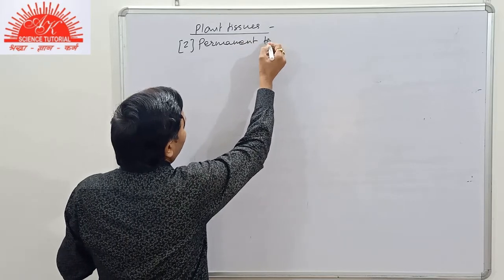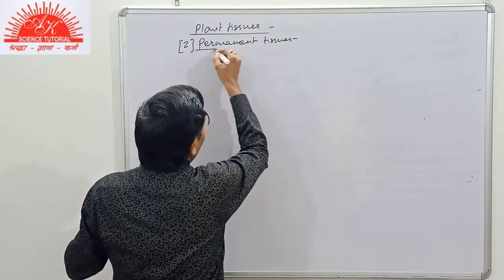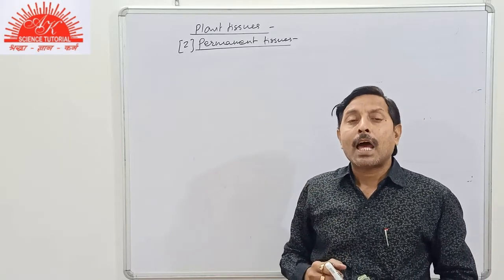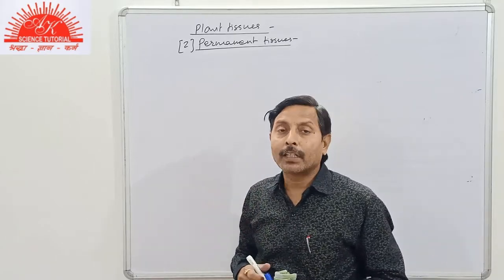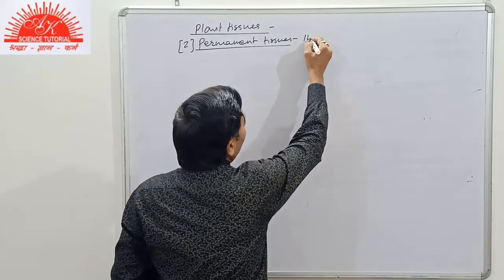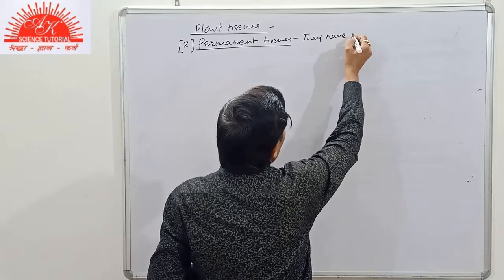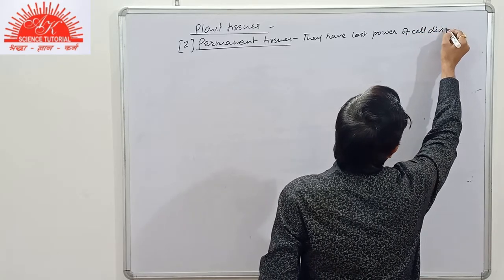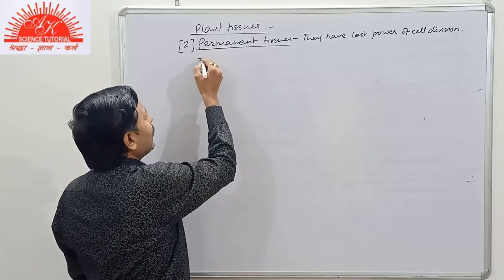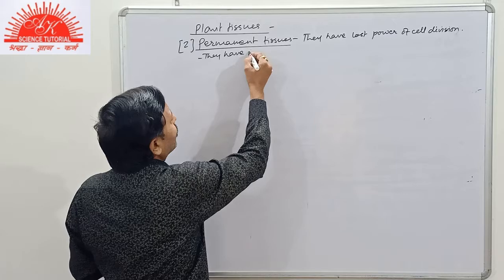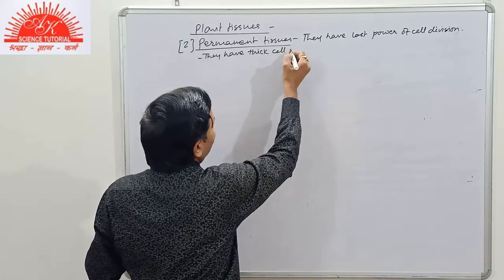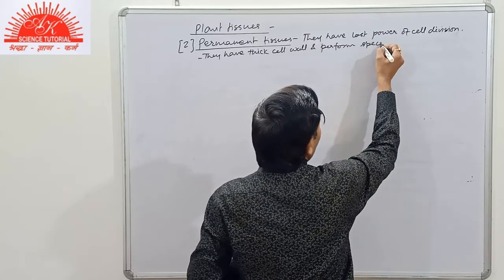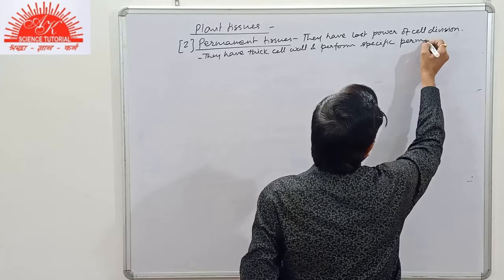Now we have just discussed that when meristematic tissues or newly formed cells from the division of cells of meristematic tissue gradually become old, increase in size, and become permanent to perform a specific function, they have lost the power of cell division. As a result, they have a thick cell wall and perform a specific permanent function.